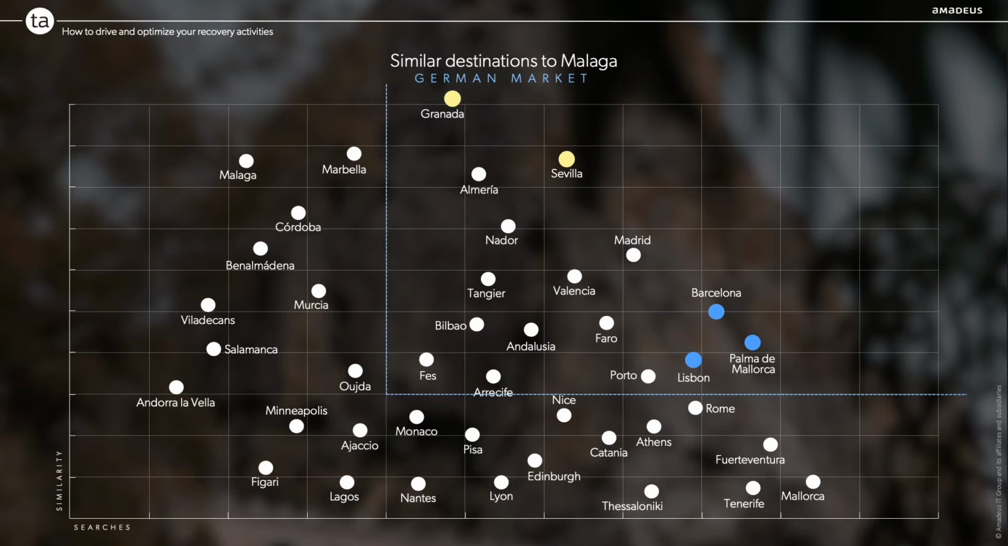The last 3 destinations I mentioned are located quite high in similarity to Malaga. They also have a noticeably larger volume than other destinations, which is a key factor to notice when we consider that the overall search volumes have decreased.